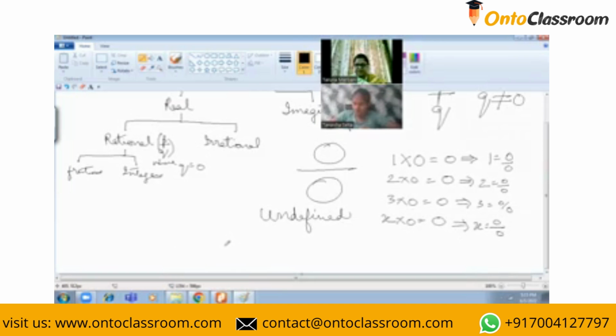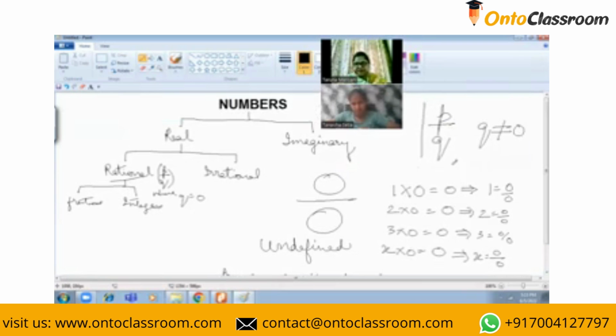This means that any number with denominator 0, not only 0 upon 0 but 1 upon 0, 2 upon 0, 5 upon 0, is undefined. Hence we don't put it in the category of rational numbers. That is why the definition says rational numbers are of the form p by q, where q should not be equal to 0, because the moment your denominator becomes 0, that number becomes undefined. It is no more a rational number. Is this clear?